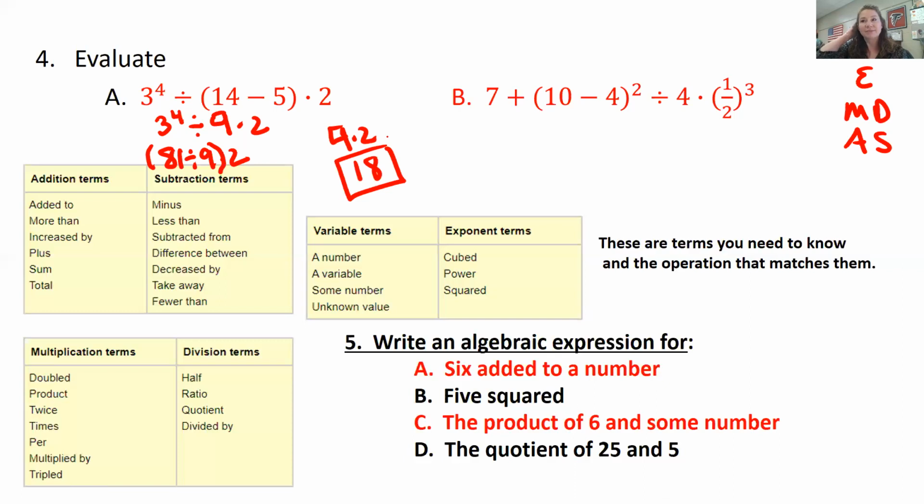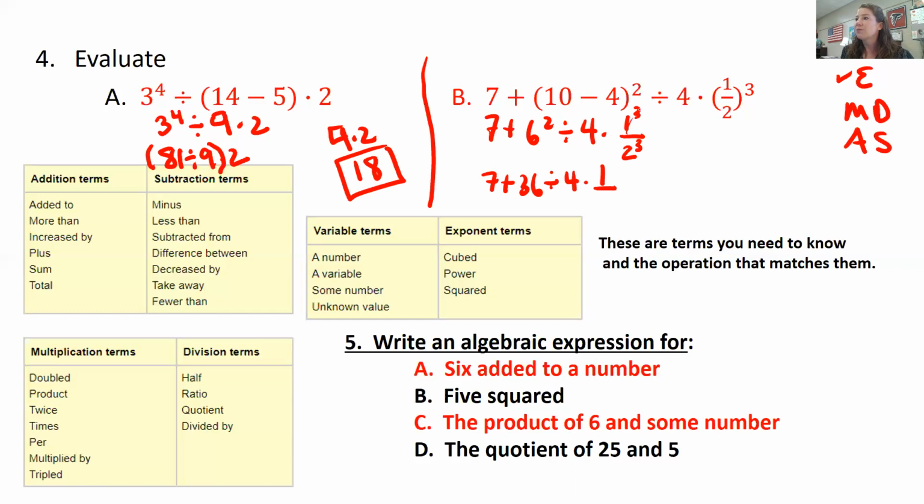Okie dokie. All right. Look at letter B. I'm going to do parentheses first. So the first thing I do is 10 minus 4. So 10 minus 4 is 6. Then I bring all this other stuff down. I'm going to go ahead and think of this, though, as 1 to the 3rd over 2 to the 3rd, because a lot of people will just put that 3 on the 1 and forget to put it on the 2. All right, so after I do parentheses, I'm going to do exponents, right? So what is 6 squared? 6 squared is 36.